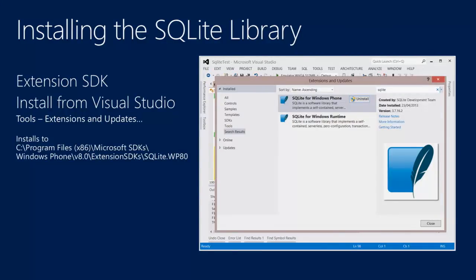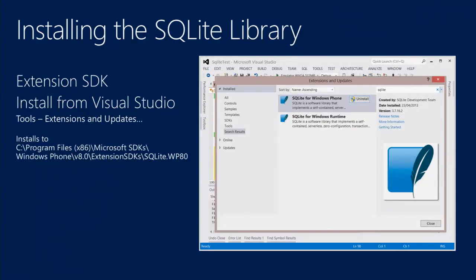So you install that, and all that really gives you is the sqlite3.dll, which is the database engine. It's a native DLL, and it puts it down into C:\Program Files (x86)\Microsoft SDKs\Windows Phone. You can see the path there. Version 8, ExtensionSDKs, SQLite.WP80. And also underneath there will be a version. Whenever a new version of this is released, and a new update tends to come through every couple of months, they fix something, then you'll get notified in Visual Studio that an update is available.